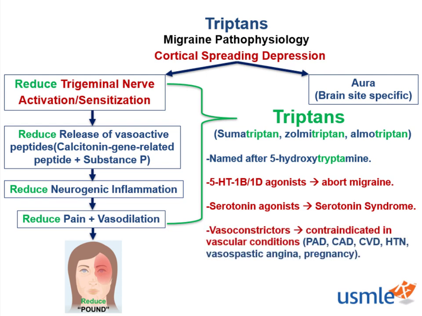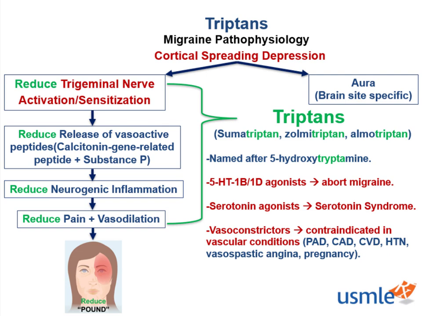Another very high-yield point is that triptans cause vasoconstriction. It is super high yield for you to know that triptans cause vasoconstriction, and as such are contraindicated in vascular conditions, such as peripheral arterial disease, coronary artery disease, cerebral vascular disease, uncontrolled hypertension, vasospastic angina, and pregnancy. In terms of pregnancy, the rich vascular networks of the uterus can be irritated due to triptan-induced vasoconstriction, leading to premature uterine contractions. Overall, I remember this super high-yield side effect of triptan therapy by remembering that triptans activate serotonin receptors that reduce neurogenic inflammation.